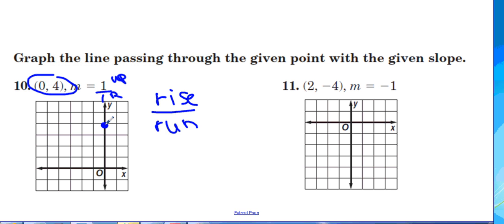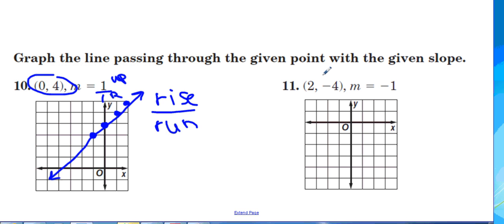So using (0, 4) as the place where I left off, I'm going to move up 1 and to the right 1 to get my next ordered pair. And I'll do that one more time, up 1 and to the right 1. I can also go back to my original starting point, and I can reverse this and also go down 1 and to the left 1. Connecting all 4 of my points together to make my straight line.